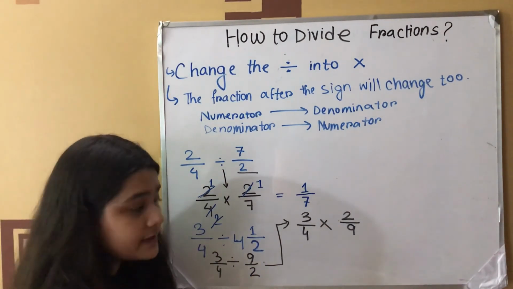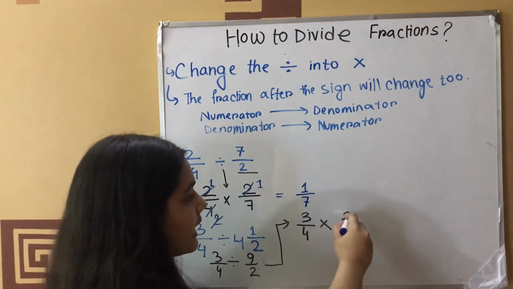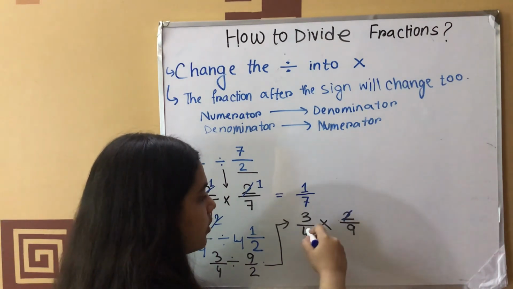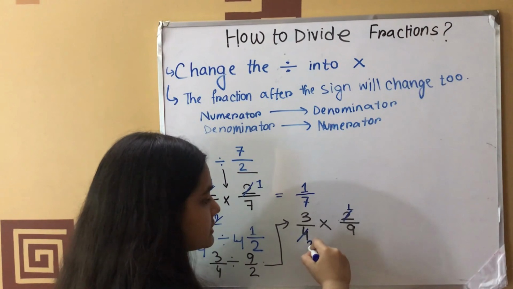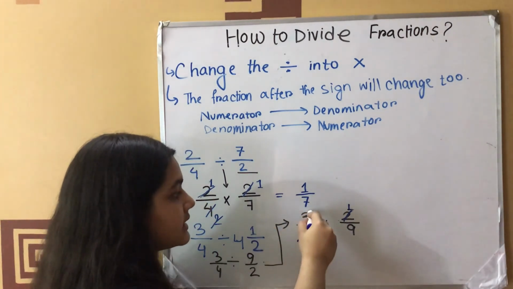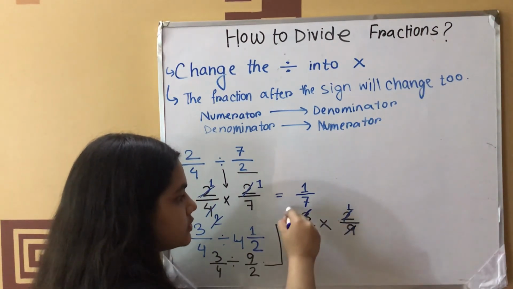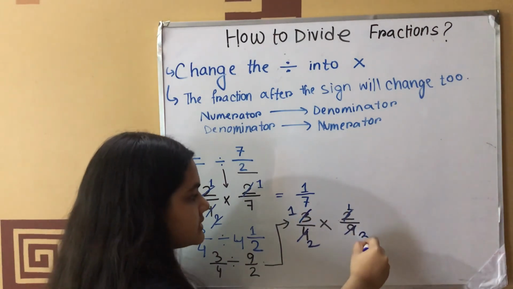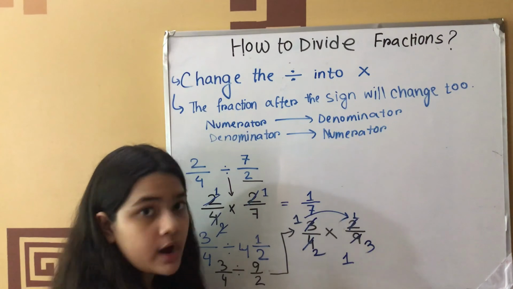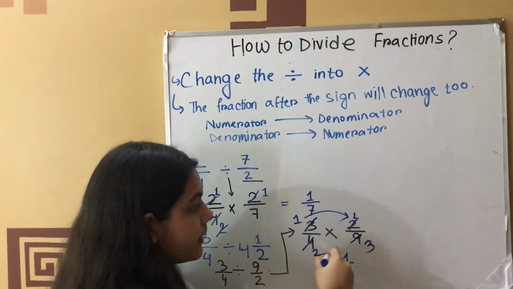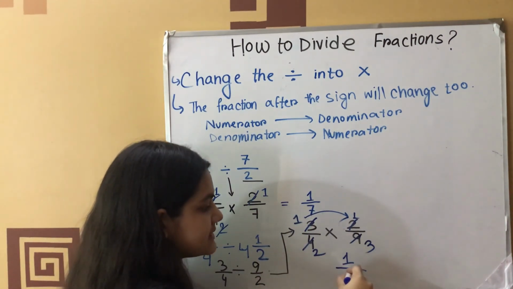We can also simplify this. 4 and 2. 2 1s is 2. 2 2s is 4. And 3 with 9. 3 1s 3. 3 3s 9. So our answer will be 1 multiplied with 1 we get 1 and 2 multiplied with 3 we get 6.